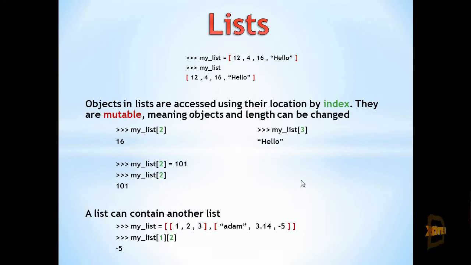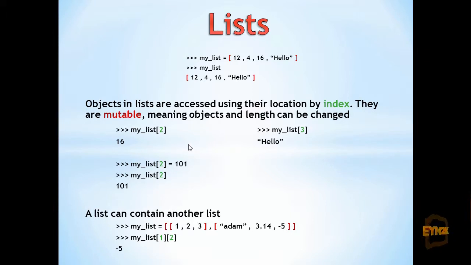Objects in the list can be accessed using an index, and the items are mutable. So we can access the third member of my list being 16 in the same way we access string indexing, using the square brackets and putting the third member, number 2, inside the brackets. We must remember the first item starts with 0, so they are accessed by 12 being 0, 4 being 1, 16 being 2, and hello being 3, as we can see here.